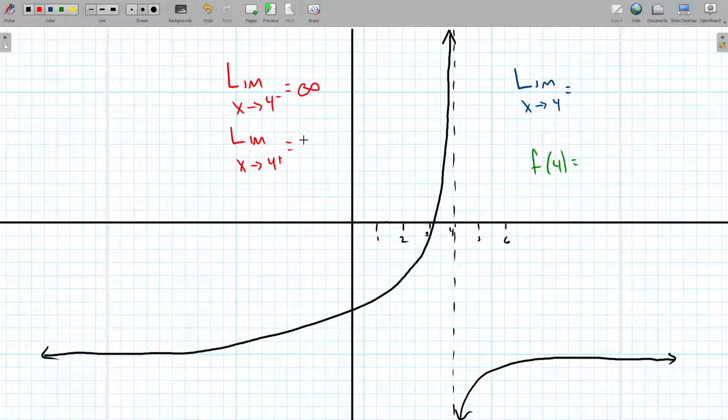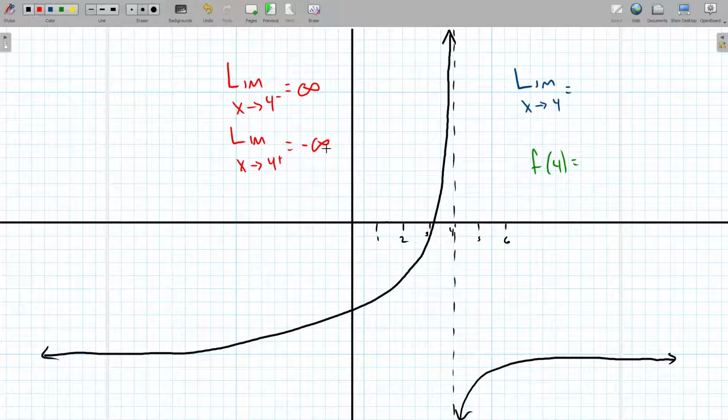Positive infinity. When we approach 4 from the right-hand side, we're coming down, and we approach the asymptote again, and we're going to get closer and closer to this 4 value, but the graph is now shooting down. It's going to go down forever and ever, getting closer and closer to negative infinity, which is what this limit is equal to.